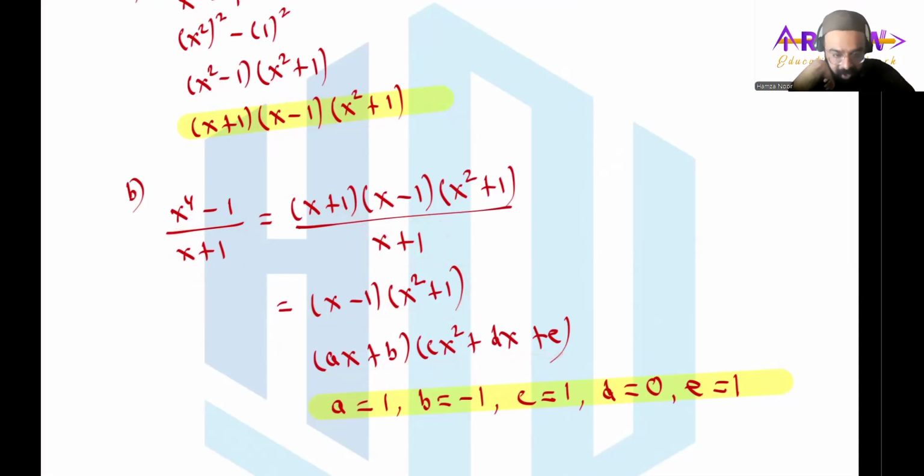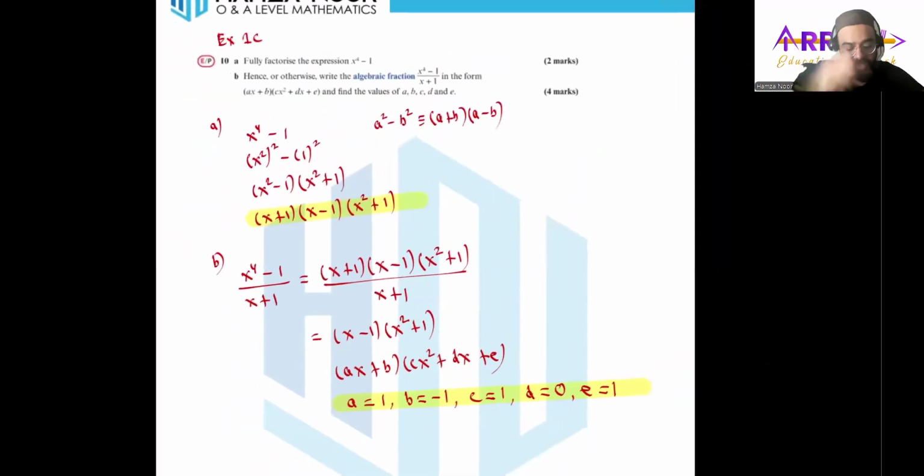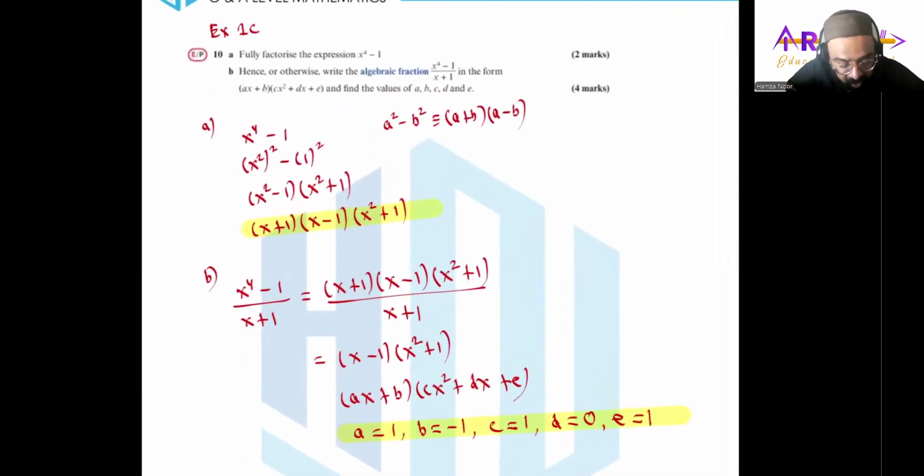We are just going to make a comparison. The coefficient of x is a, so a is equal to 1, and b will be equal to minus 1. c will be equal to 1 because c is the coefficient of x square, and the term in x does not exist over here, so d will be equal to 0, meaning the coefficient of x will be 0, and e is equal to 1. So a is 1, b is minus 1, c is 1, d is 0, and e is 1. In this way, we have attempted part B by using the answer of part A in our further solution. Now I'm going to talk about this otherwise on the very next page.